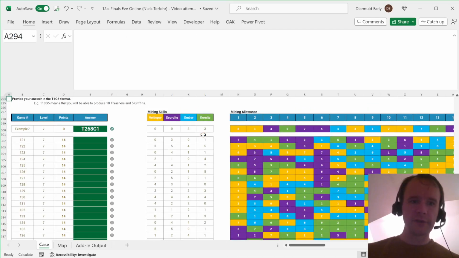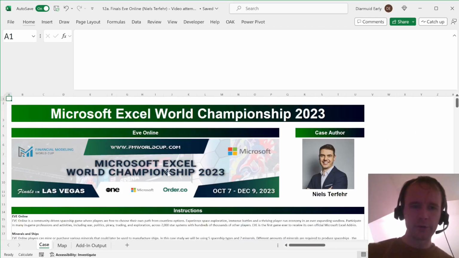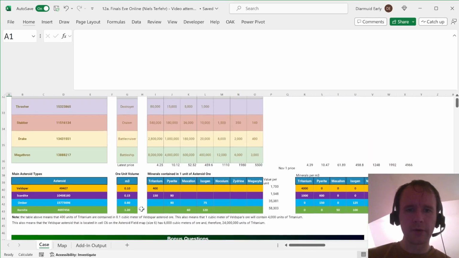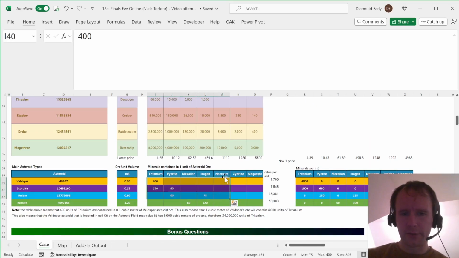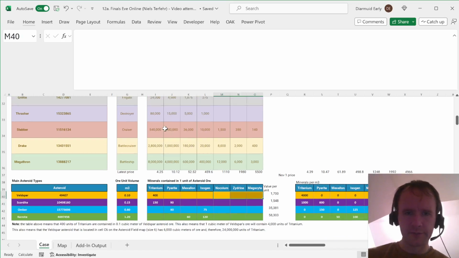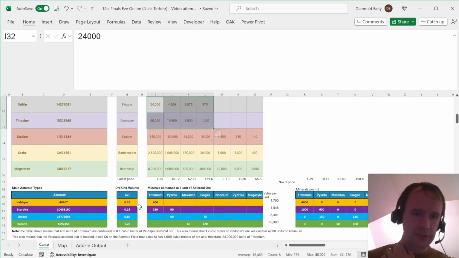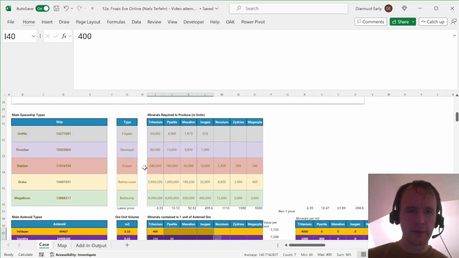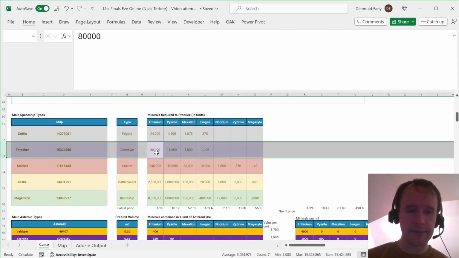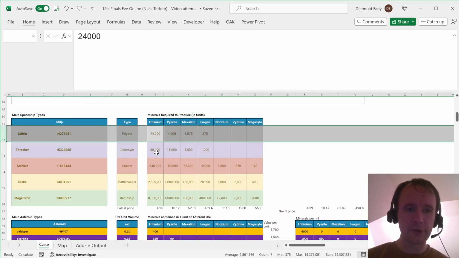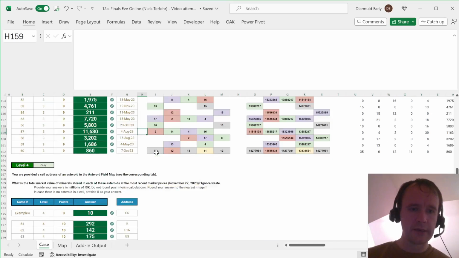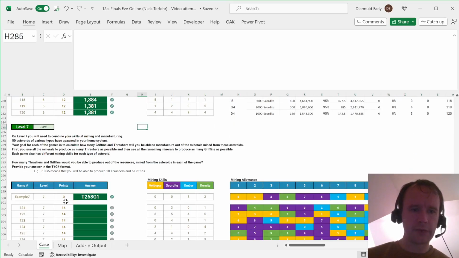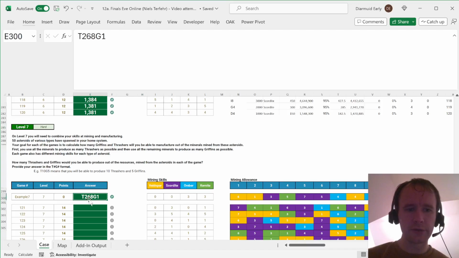The question here is there are 2 types of ship that only require the 4 minerals. So there are 3 minerals that are not found in any of these asteroids. But there are 2 types of ship that can be built just from the minerals found in asteroids. And so the question is, from all the minerals in the 50 different asteroids, you make as many thrashers as you can. And then with whatever is left over, you make as many griffins as you can. And so the kind of output answer is something like this, T268G1.